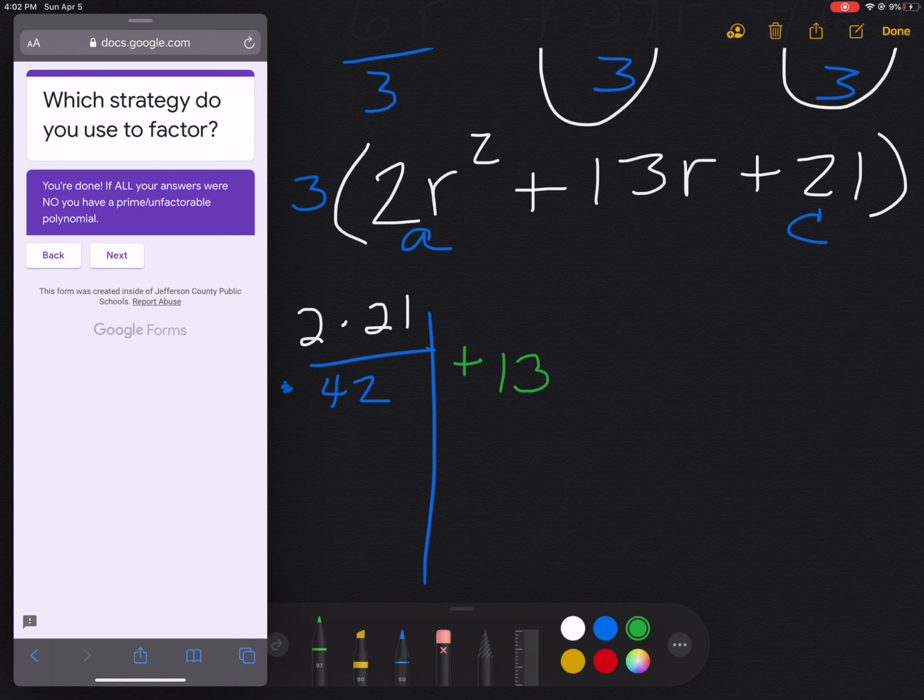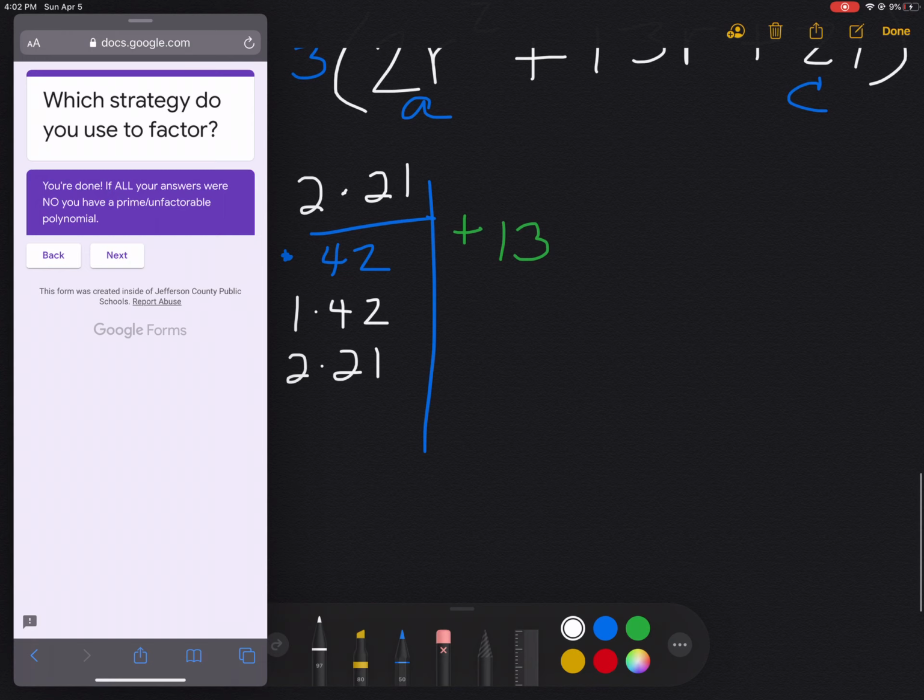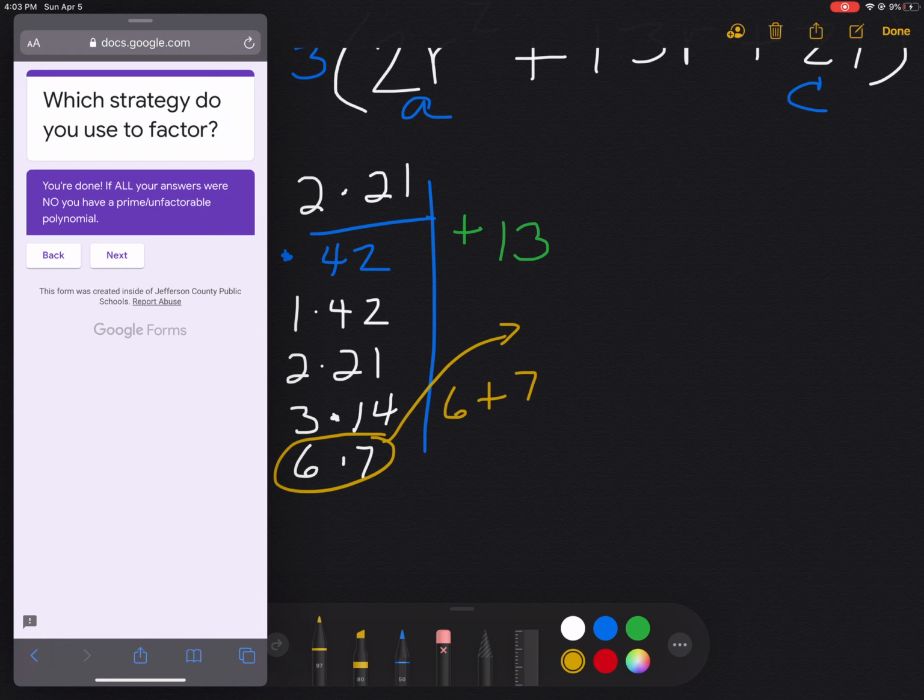So I need to figure out what are those things that I can multiply to get 42. And I'm going to try to make sure that I go in order. So I'm going to do 1 and 42. I can do 2 and 21. I can do 3 and 14. 5 won't work. I can do 6 times 7, and lo and behold, there's the one I'm looking for, because 6 plus 7 also equals 13.